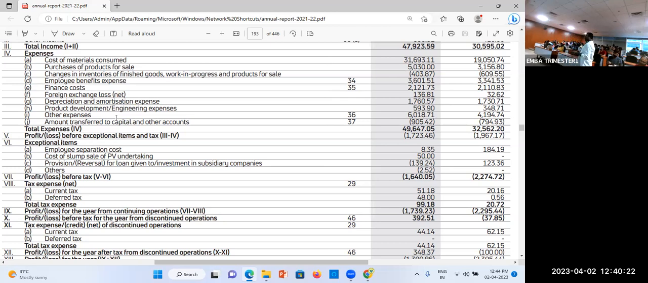Next line, profit or loss. Point number 5, profit or loss. Within bracket, total income. What is the total number for total income? Total income number is 3. So 3 minus 4. Serial number 3 is total income. 4 is total expenditure. So total income minus expenditure is equal to profit or loss.